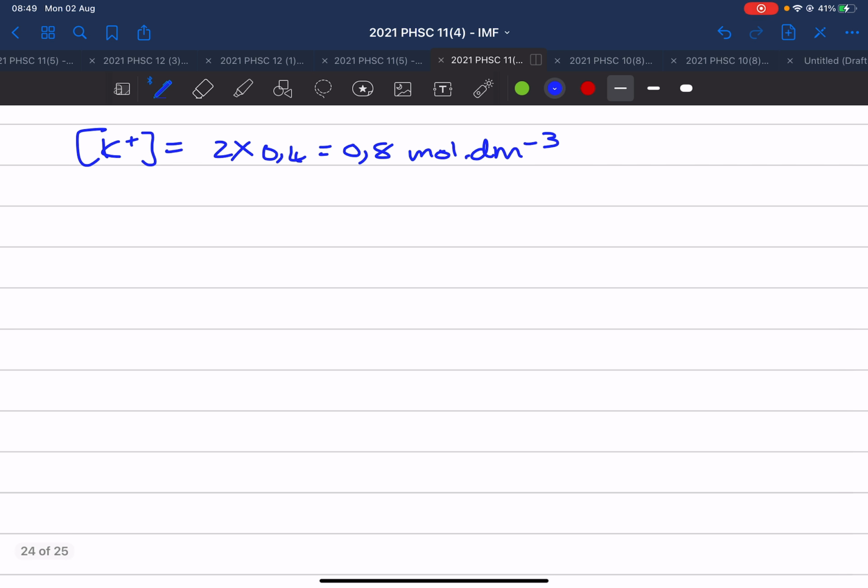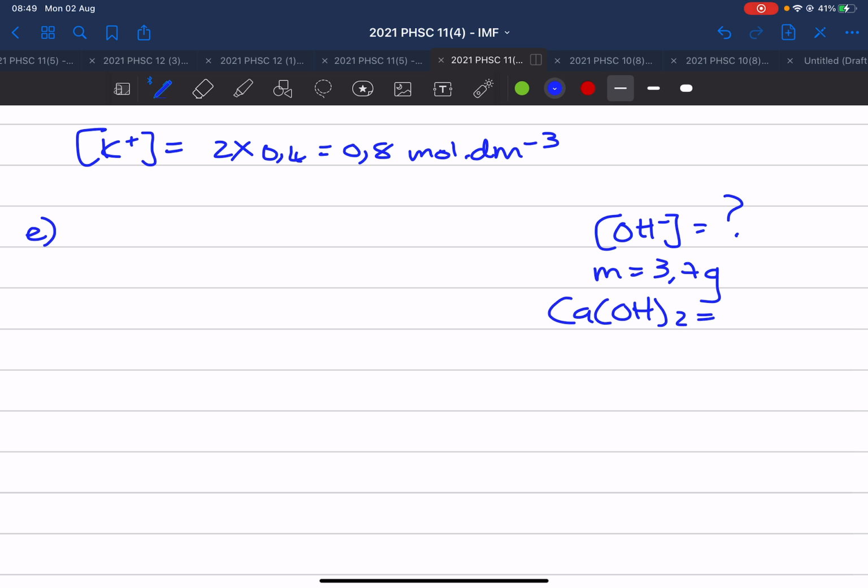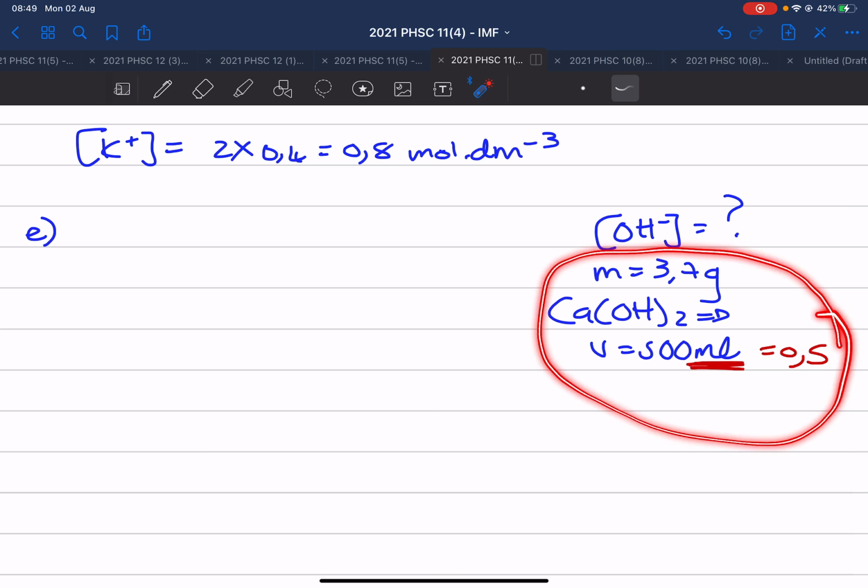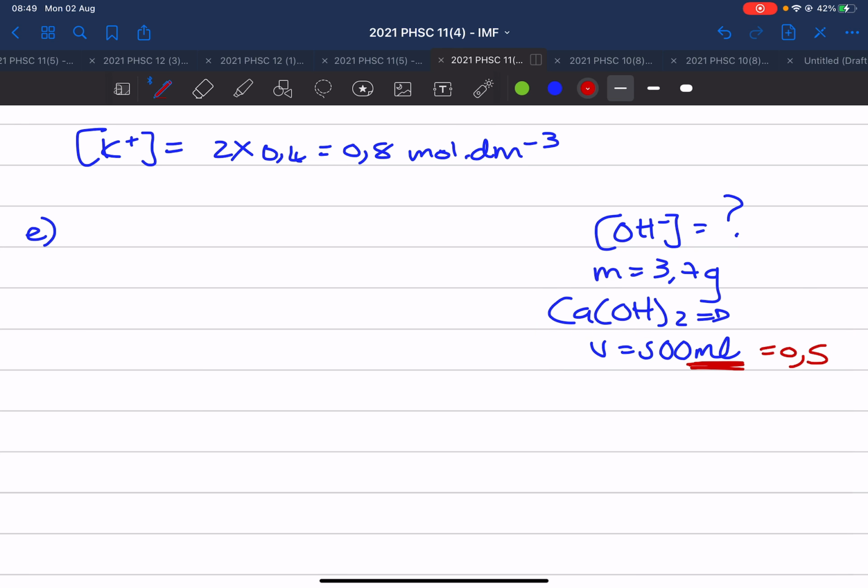And then the last one, question E, they ask for the concentration of the hydroxide ion. They say the mass is 3.7, and they say we're busy with calcium hydroxide. Okay, and then they say the volume is 500 milliliters. No. That is 0.5 liters. Again, it's the same type of question. All the information that they give us is regarding the whole thing, but they ask just the concentration of the hydroxide. So we are going to again write the dissociation reaction.